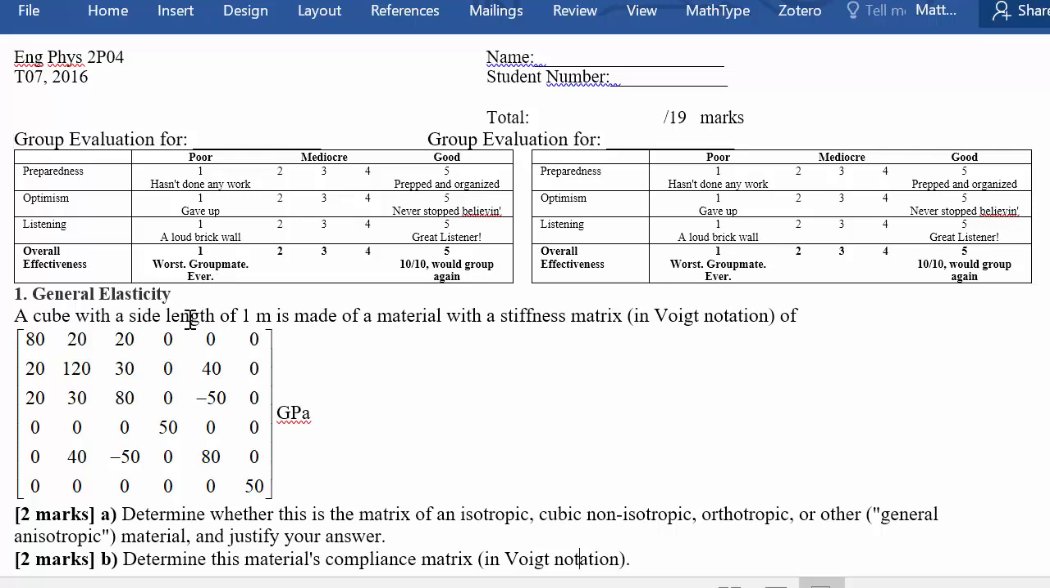Hi, and welcome to Test Prep for Test 8 for ENGPHYS 2P04 in 2018. We're going to look at Test 7 from 2016, which matches up with the same material that we're going to do this time for Test 8.